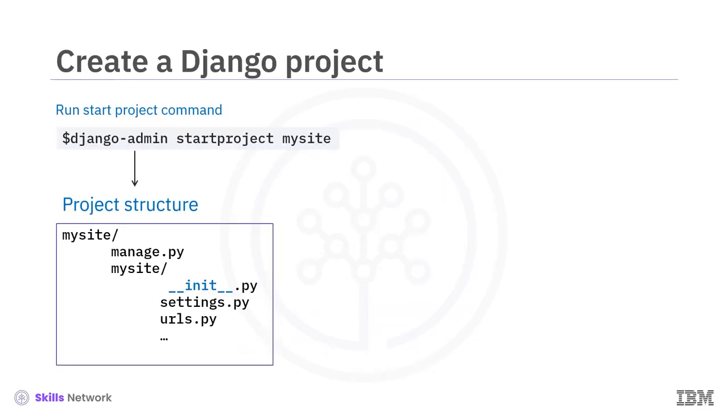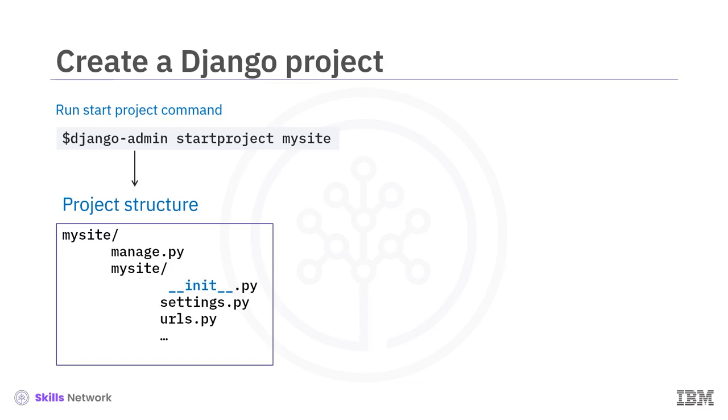A Django project is essentially a Python package that contains all the settings for an instance of Django app. To create a Django project, open a command line terminal and run django-admin startproject mysite. This initializes a Django project with related files and folders.